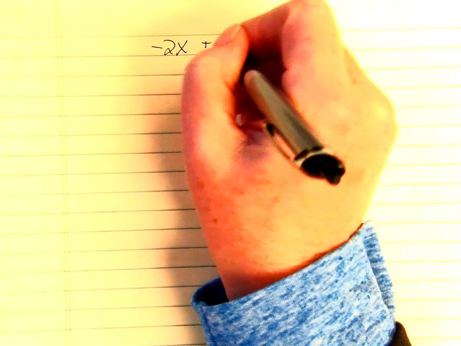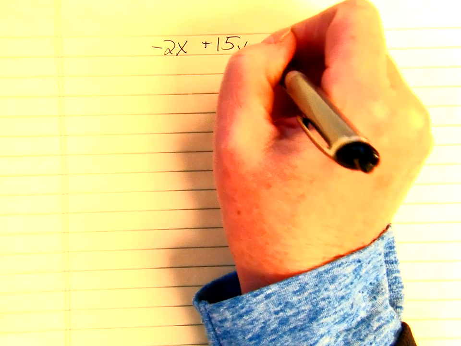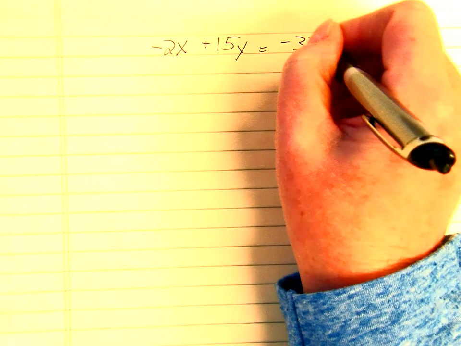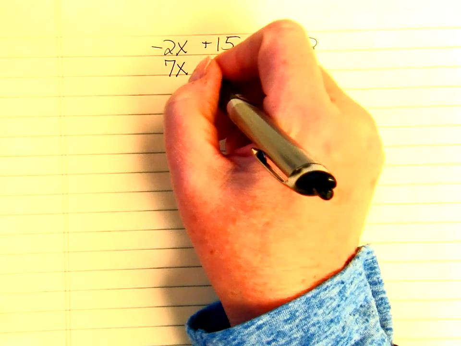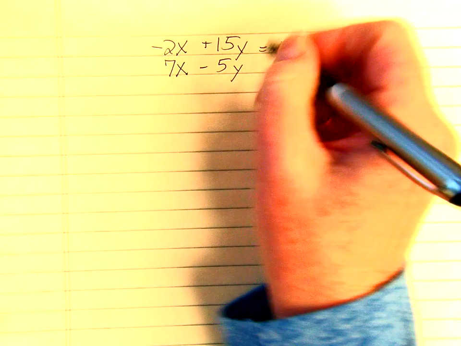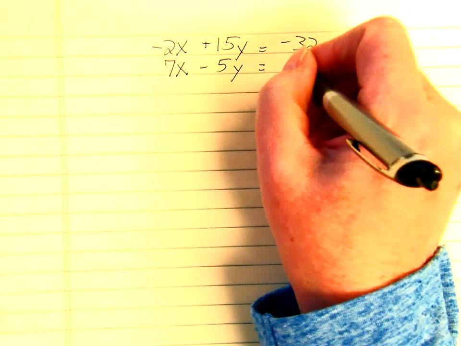So sometimes you have got to adjust one of the equations in order to be able to do this. So let's look at negative 2x plus 15y equals negative 32, and 7x minus 5y equals 17.